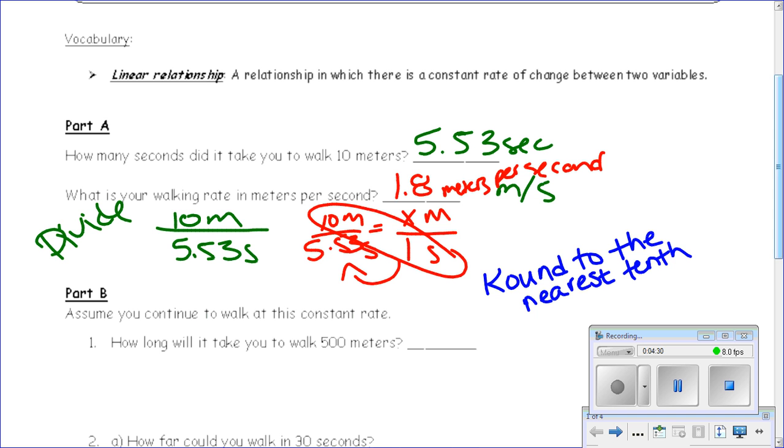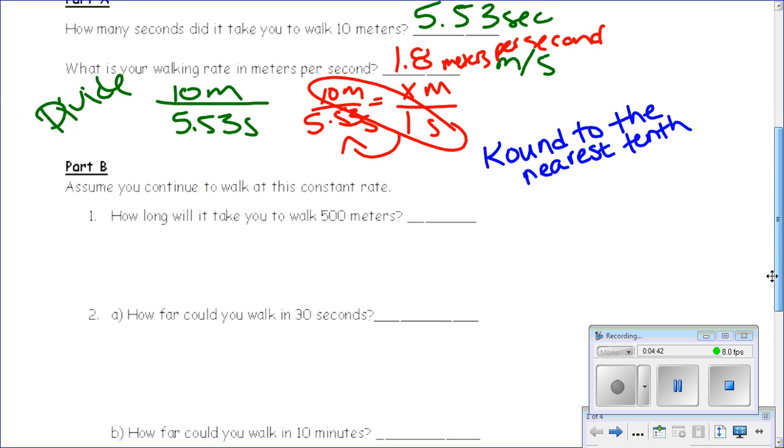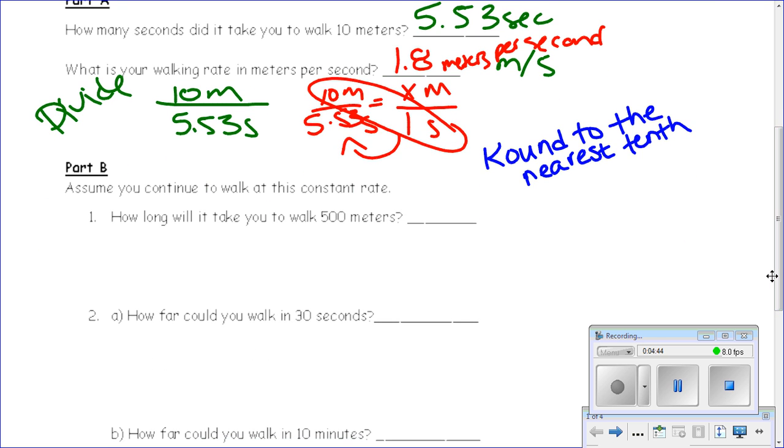Okay, so let's go on to part D. Assume you continue to walk at this constant rate. That is my constant rate. How long will it take you to walk 500 meters? Okay, so we know our constant rate. We just divided it. I'm going to keep my constant rate here.